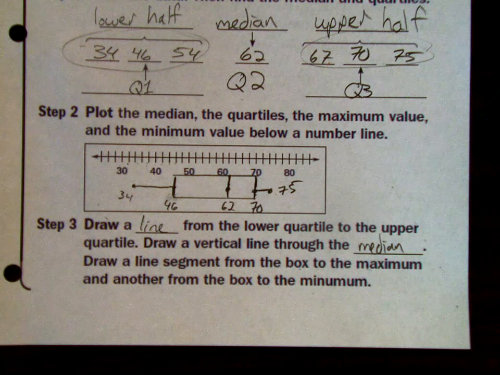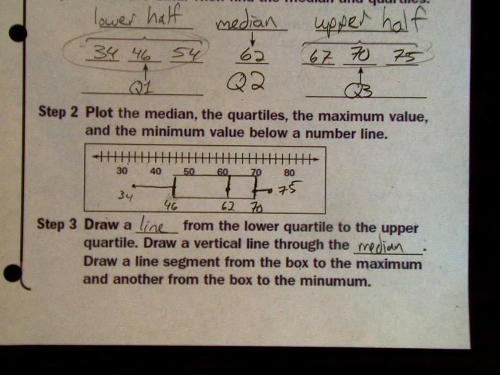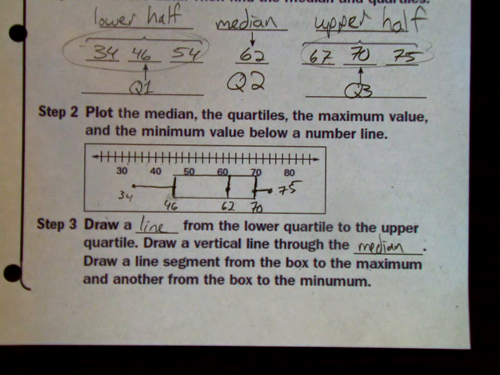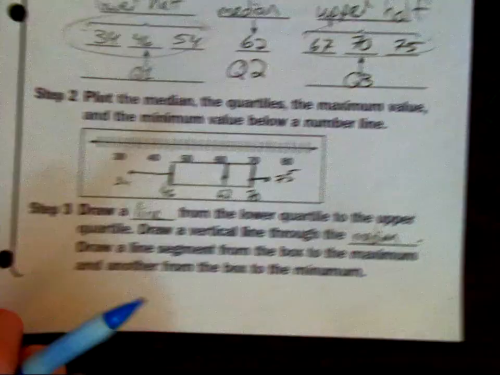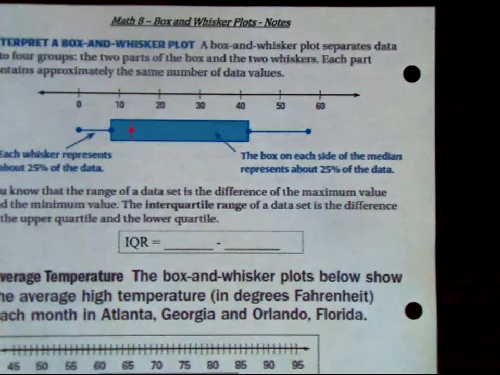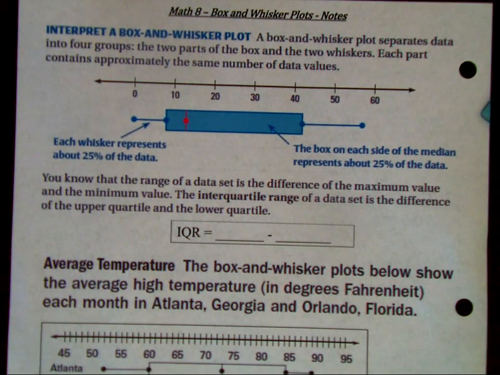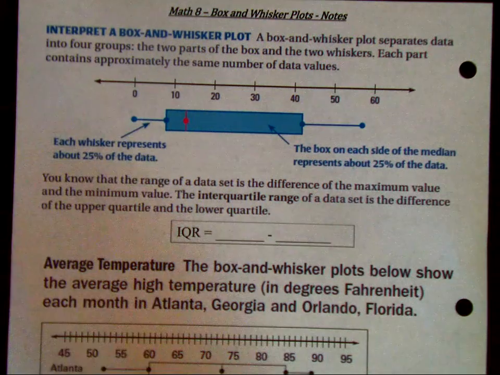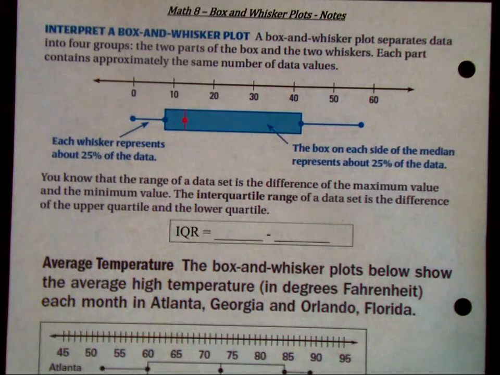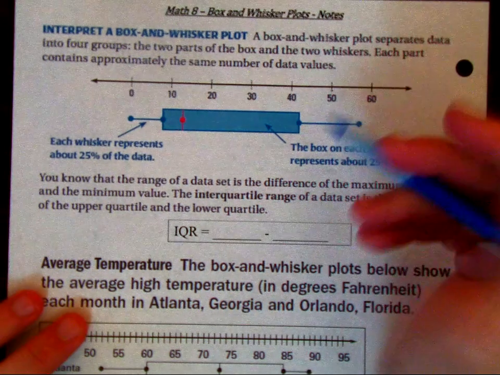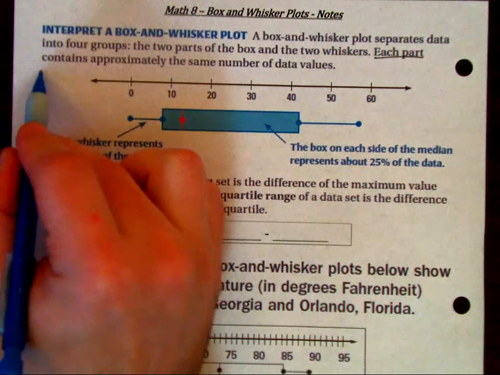All right, so now if you move to the back, it will say this. It will say if you can interpret, meaning we're just going to kind of get some clues or get some ideas from this box and whisker plot. So it says it separates it into 4 main groups. There's 2 parts of the box and the 2 whiskers. Each part contains approximately the same number of data values.